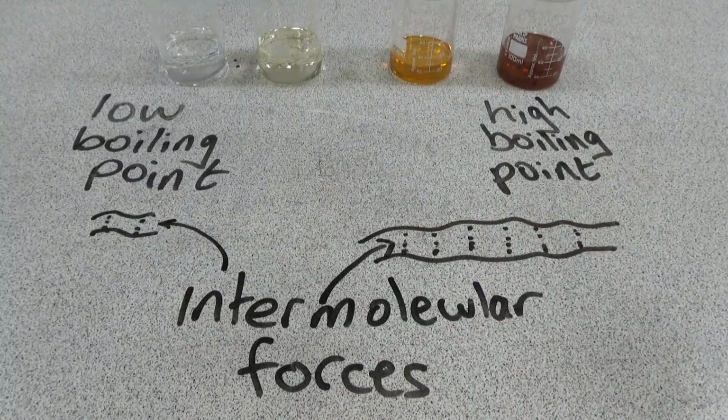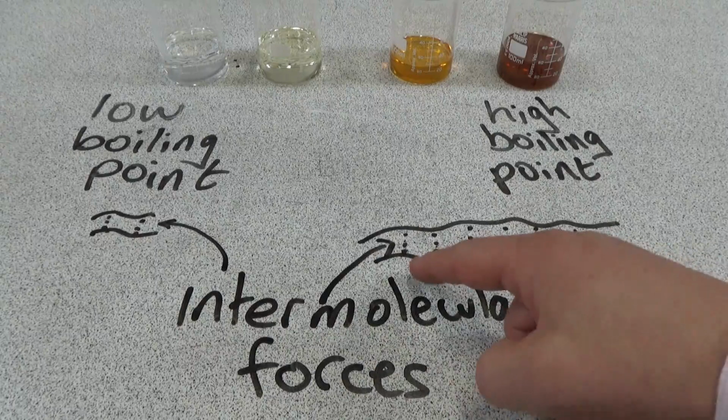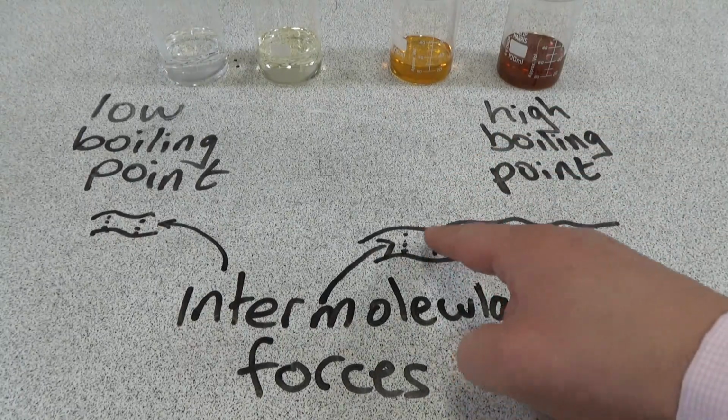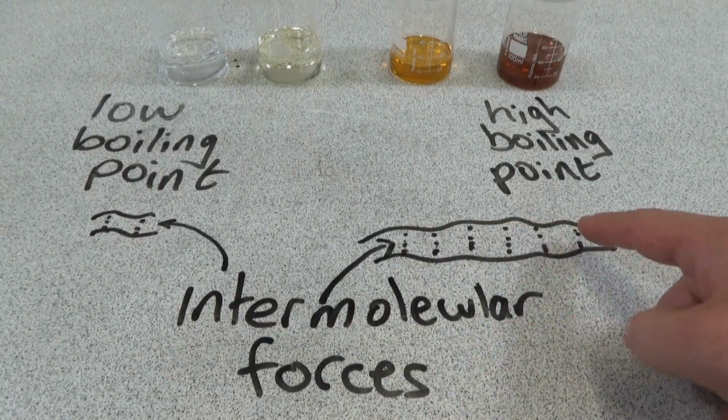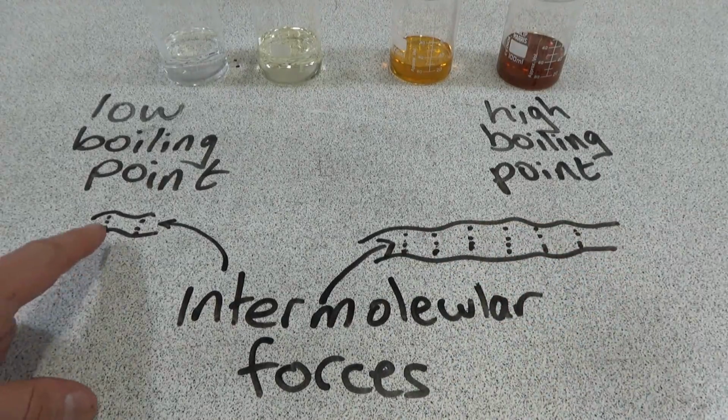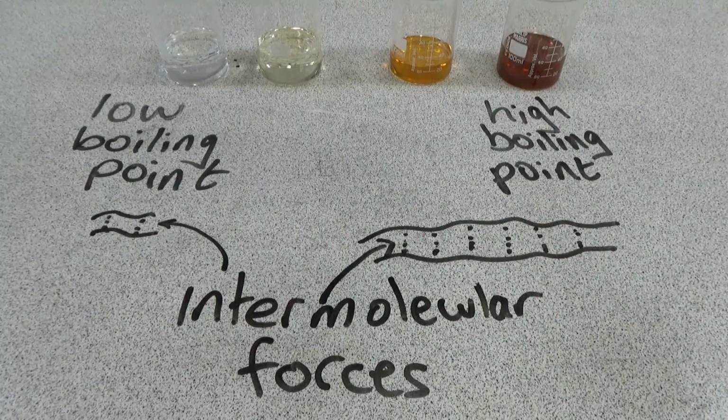We also notice that as the hydrocarbon molecules get longer, they get a higher boiling point. So the short hydrocarbons have a low boiling point and the long hydrocarbons have a high boiling point. And that's because if we imagine these long hydrocarbon molecules, we can see there's more intermolecular forces between those molecules. Whereas with the short hydrocarbons, there's less intermolecular forces, and therefore they have a lower boiling point if they're a shorter molecule.